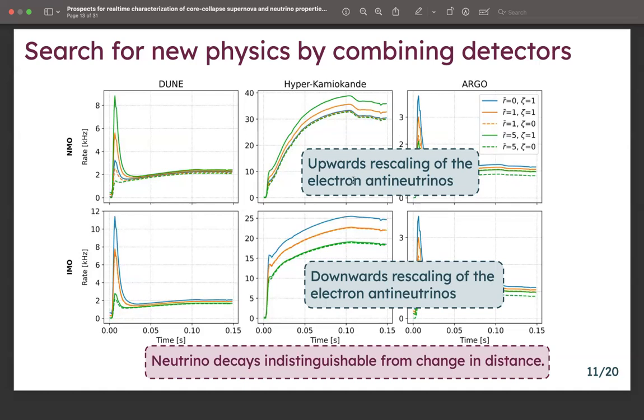So now the problem in this case, if we were only to look at this, is that neutrino decays, if they were to happen, could be confused with the change in distance, because these changes you can see here are really compatible with the plain rescaling of the rates. And so this is one first danger, let's say.